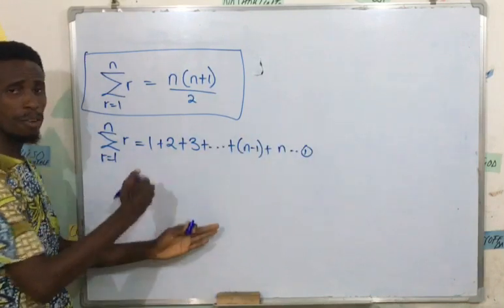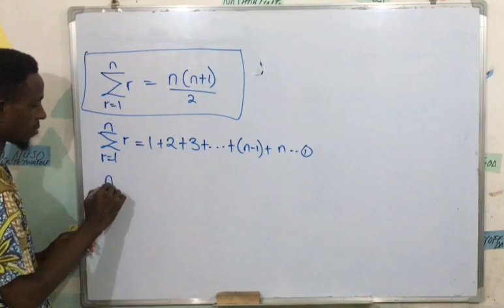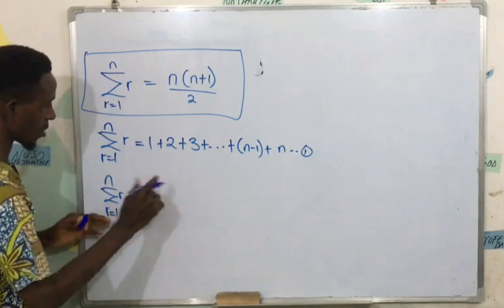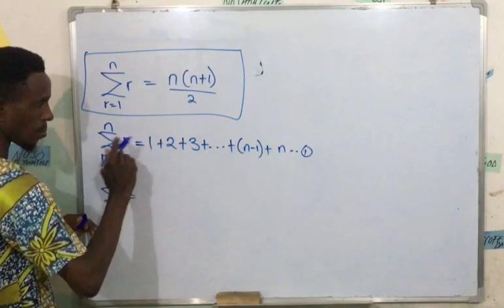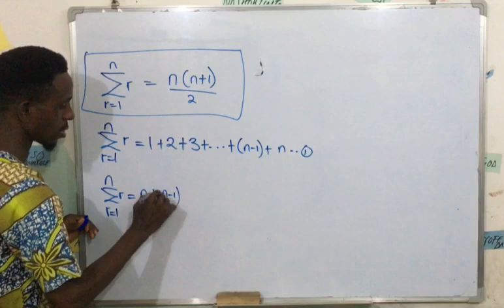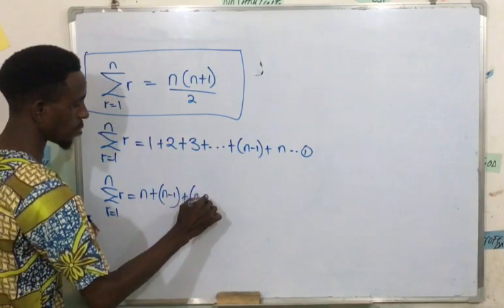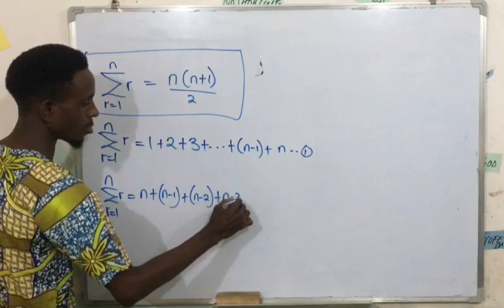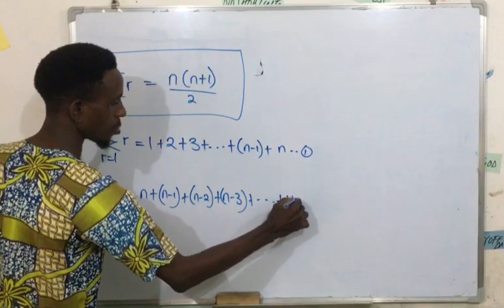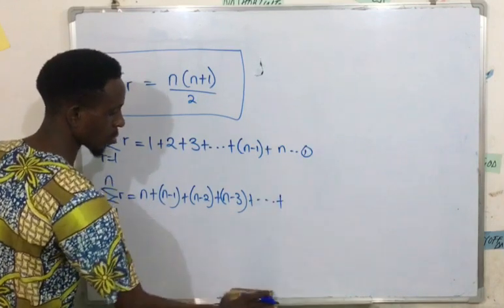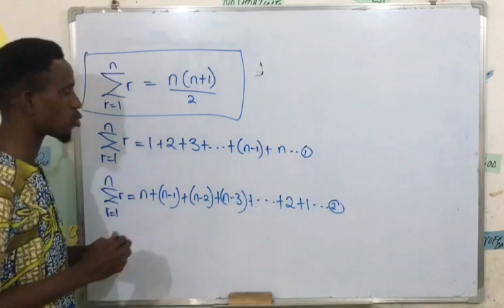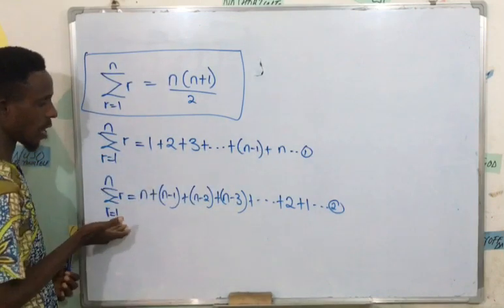Then if I take the reverse of this, I will have the summation from 1 of r. I'm starting from this point now backwards, so it's going to be n plus n minus 1 plus n minus 2 plus n minus 3 plus dot dot dot plus 3 plus 2 plus 1. That's my equation 2. So I have this to be this, and I have this also to be this.